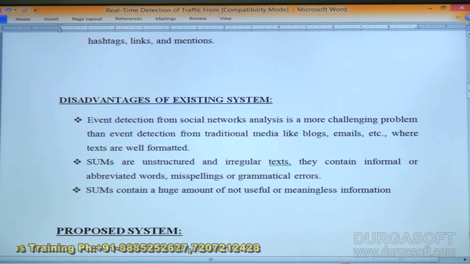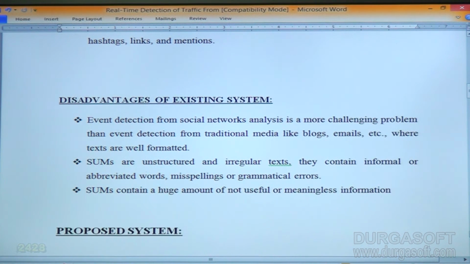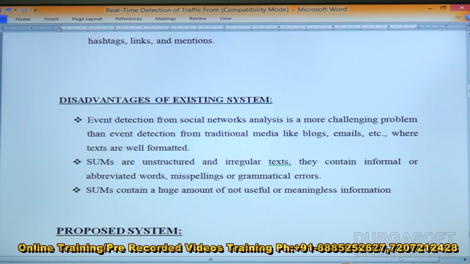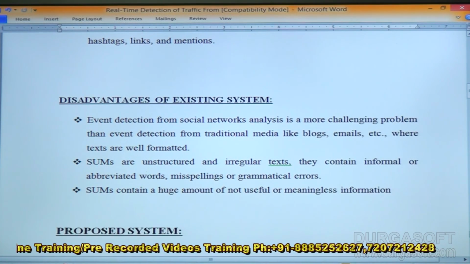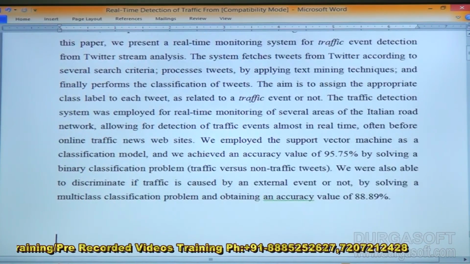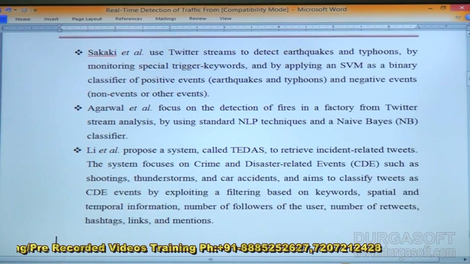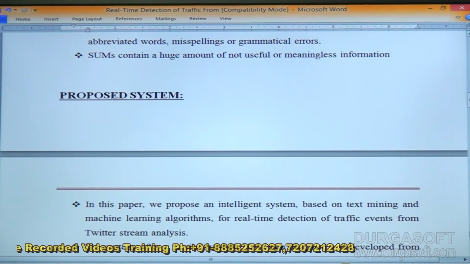Or something like abbreviated words, informal words. Most commonly we are tweeting with misspellings, writing with grammatical errors and abbreviated words. So these kinds of things we are using. If you want to process that data, again we have an issue. And if the information does not have a proper meaning, or is not useful information, then again we have a problem when there is a large amount of data. So all these things we are facing as disadvantages.